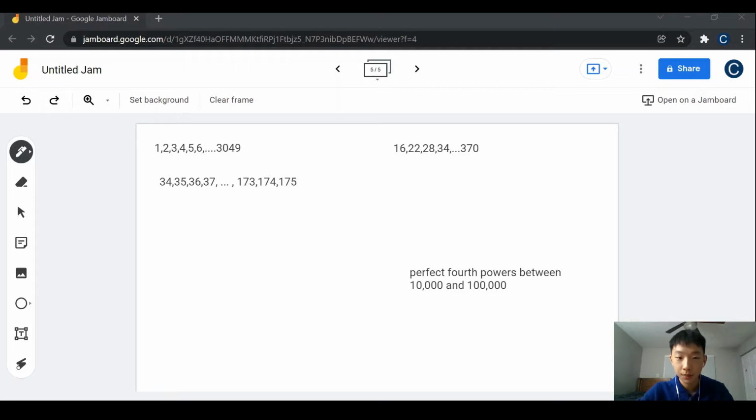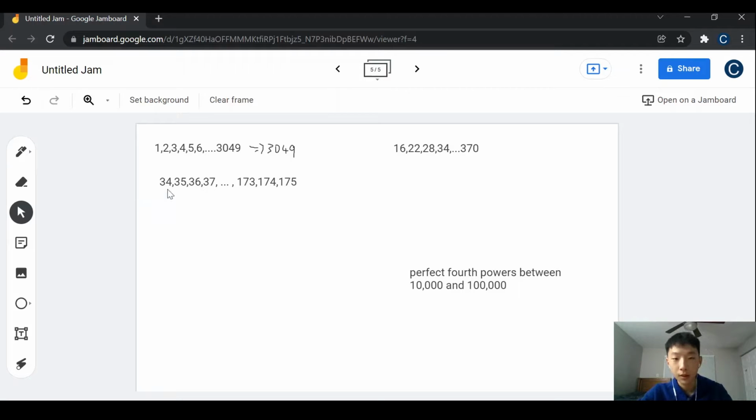So let's start with a very simple list of numbers, which is the integers from 1 to 3049, and we're counting 1, 2, 3, 4, 5, 6, 7, 8 all the way to 3049, and this is obviously just 3049. Now, that's an extremely simple example, but we can use this as a basis to other more complicated lists.